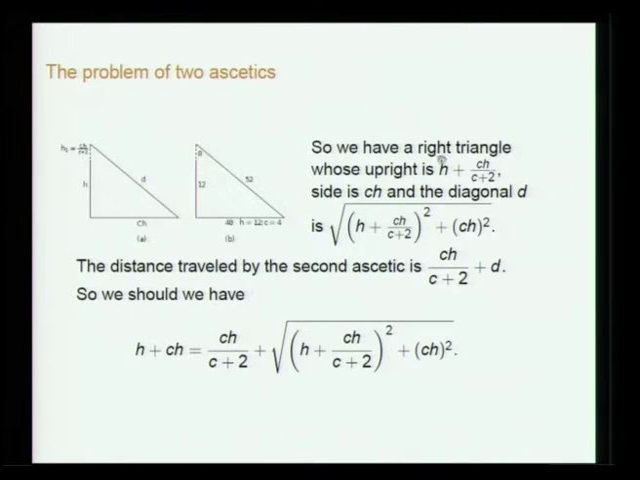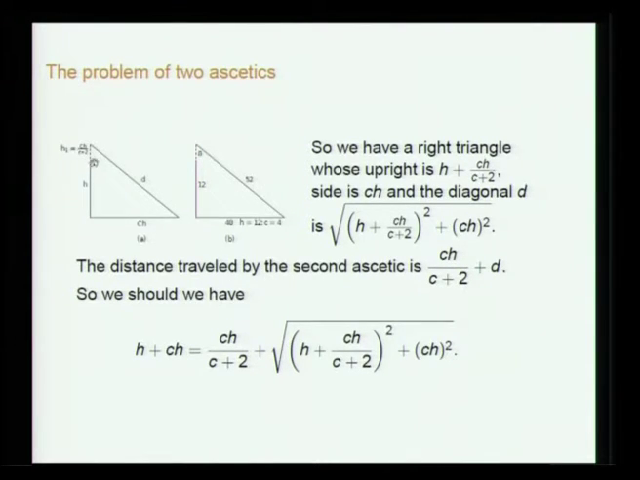So, we have a right triangle whose upright is h plus ch by c plus 2. You see this height he has jumped, the second ascetic, and the side is ch, and the diagonal d is clearly the square root of (h plus ch by c plus 2) whole square plus ch whole square. This is the diagonal, and the distance travelled by the ascetic is ch by c plus 2 plus d.